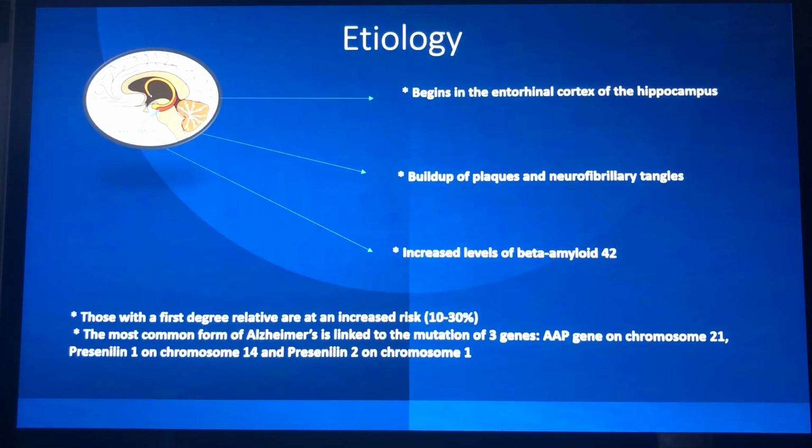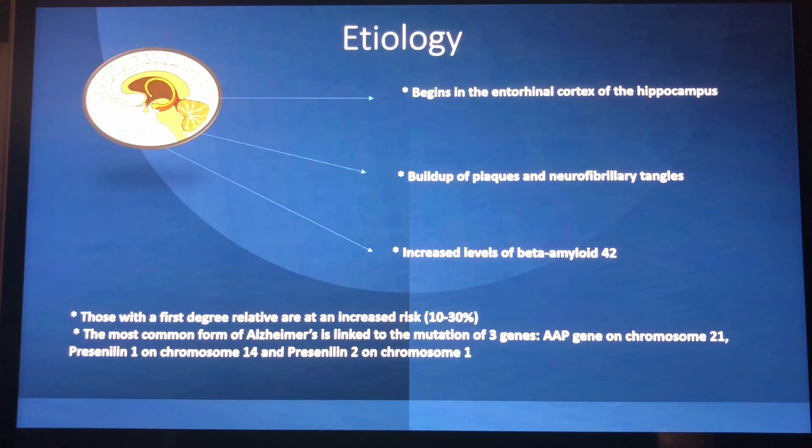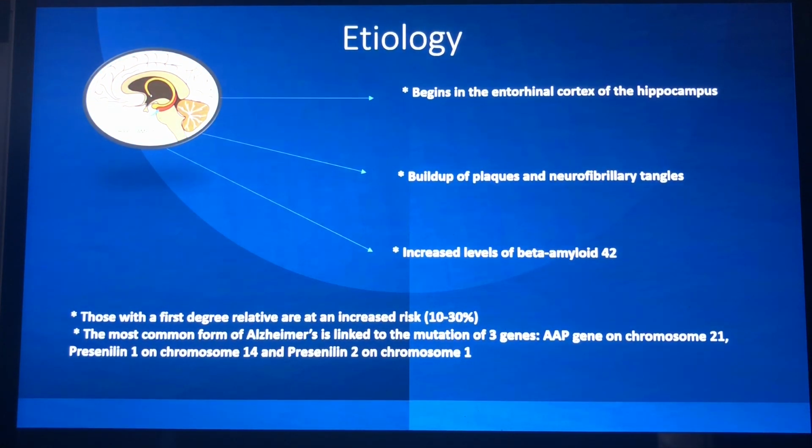Those with a first-degree relative with Alzheimer's disease have a 10 to 30% increased chance of developing the disease. The most common form of Alzheimer's is linked to mutations in three genes: the APP gene on chromosome 21, presenilin 1 on chromosome 14, and presenilin 2 on chromosome 1.